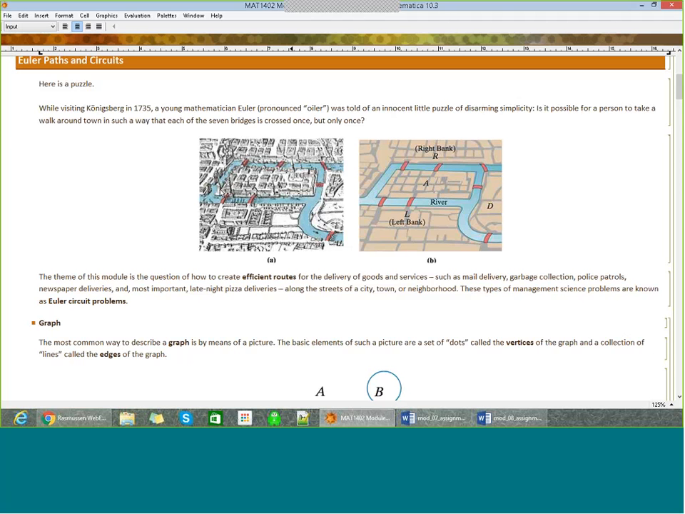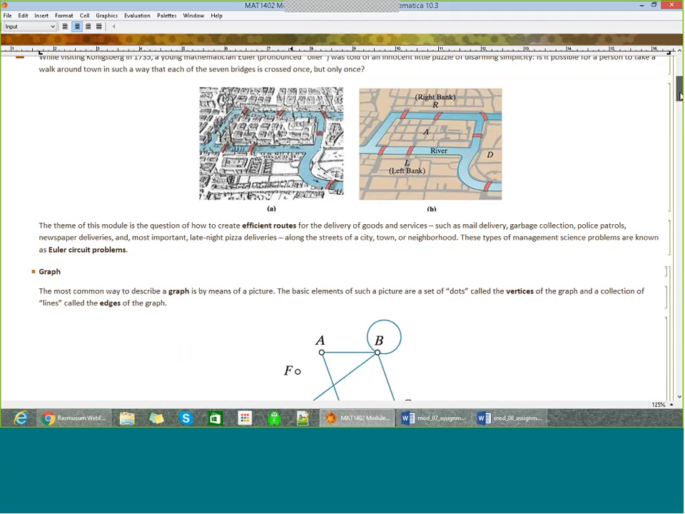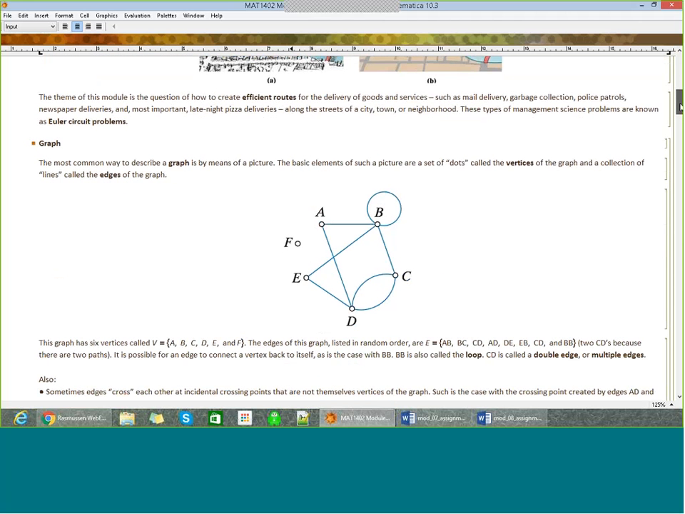So the map looks like this. If you see on the screen, the left side is a map of a city, and to the right, it's a simplified version. We want to visualize it as a graph, which is a lot easier way to do so. So that's the graph. It's a picture. We use the dots and the lines to compose a graph.